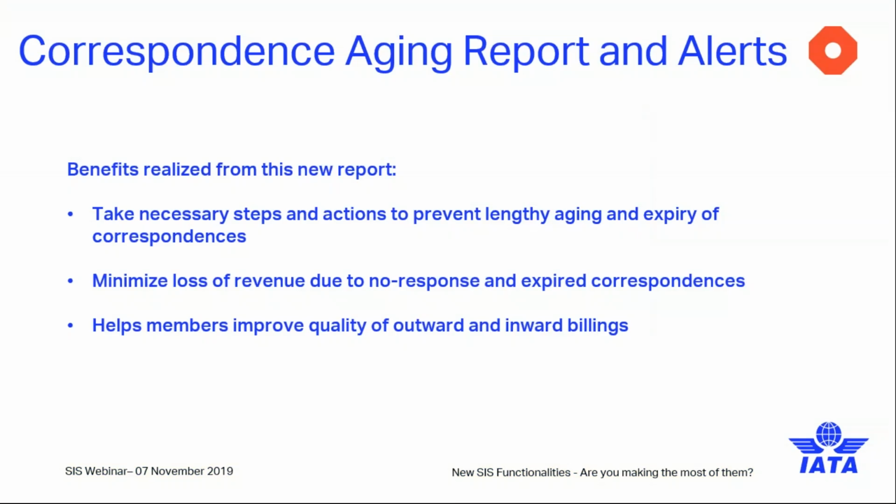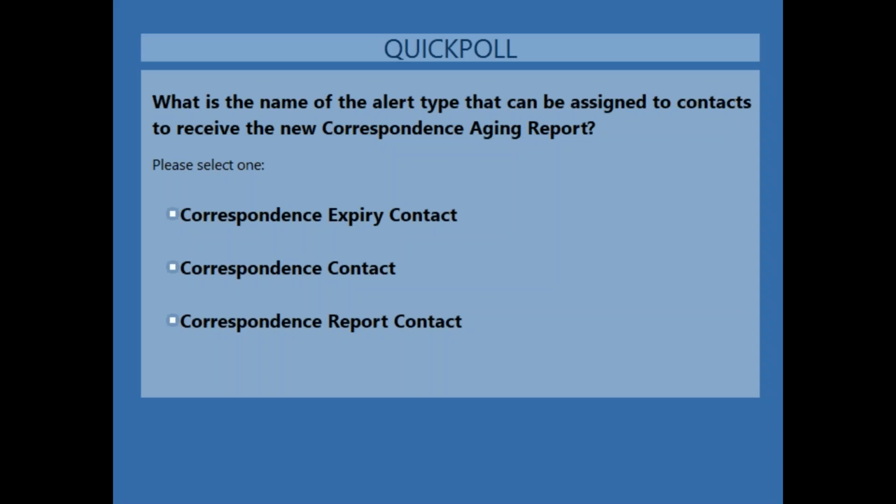So without further ado, the last question I think we have, Jojo, I'll ask you to present that for us, please. What is the name of the alert type that can be assigned to contacts to receive the new correspondence aging report? Is it the correspondence expiry contact, correspondence contact, or correspondence report contact? So please cast in your votes.